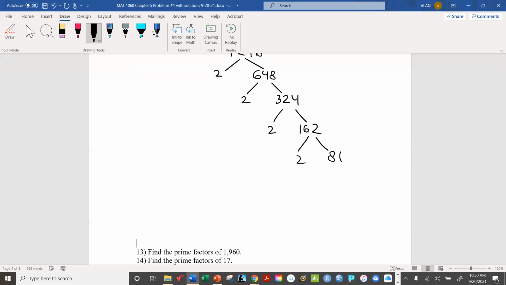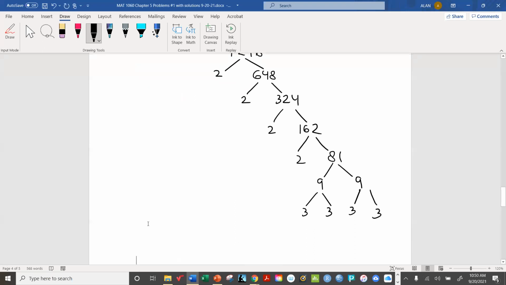Oh boy. Sometimes you have to be careful with these trees that you don't run out of space. Let's do 9 times 9, let's say. Man, that's a lot of factors. So we'll put 2, 2, 2, 2. So there's 4 2s and there's 4 3s.